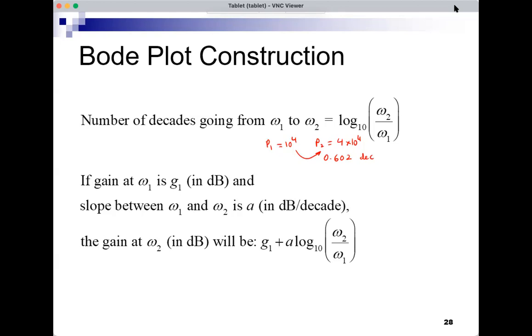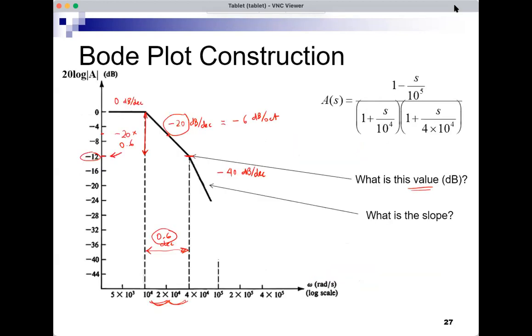So in the previous calculation, G1 was 0. We were still at the low frequency gain, 0 dB. The slope was minus 20, and the 2 frequencies were 4 times 10 to the 4 and 10 to the 4. And if you plug in these numbers in your calculator, you get the gain at the point we were after, and you get minus 12 dB. So this is how we can explain the minus 12 dB.